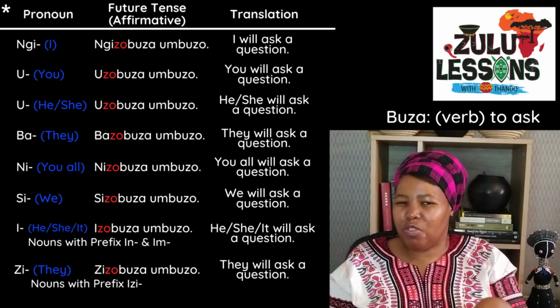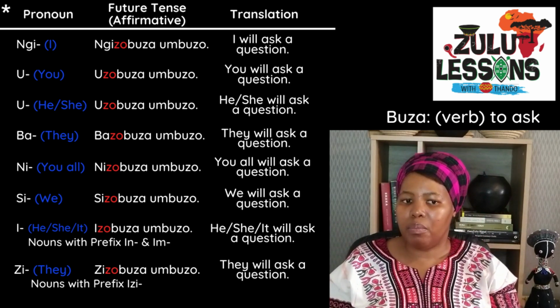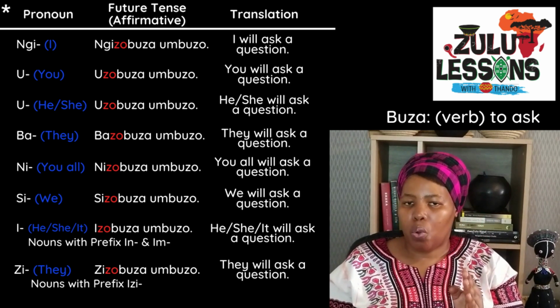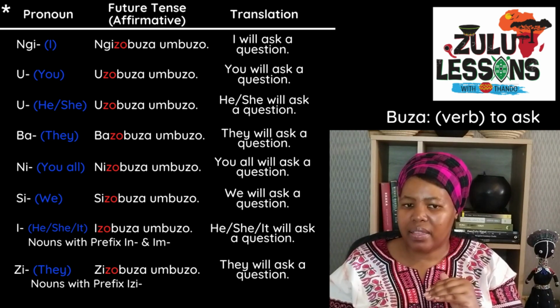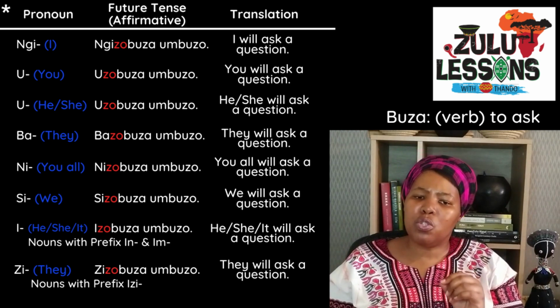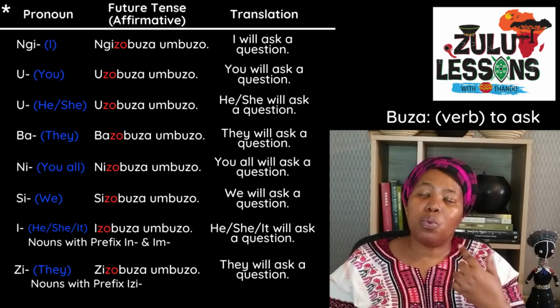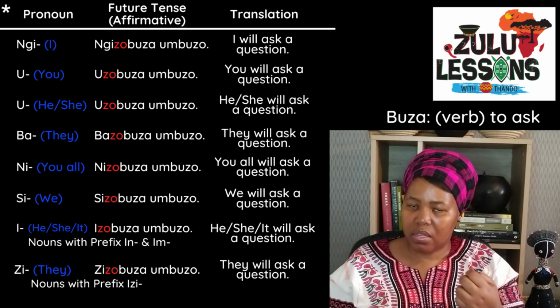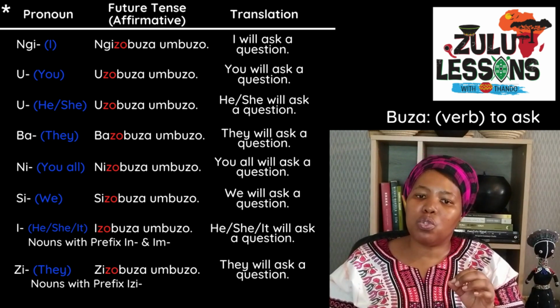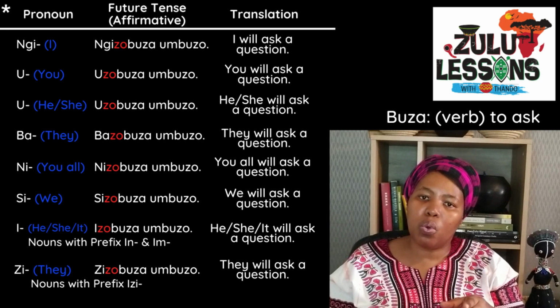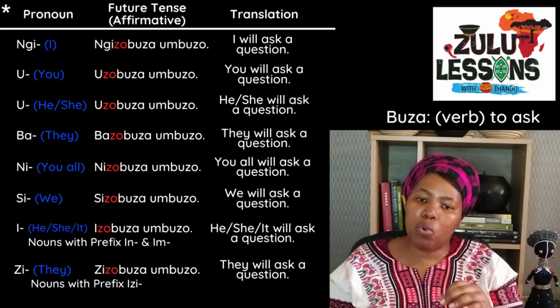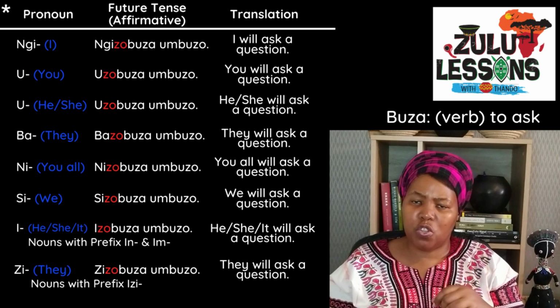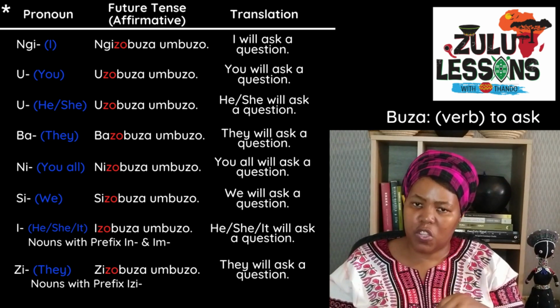Next, now we are doing the future tense, the affirmative of this very same verb, buza. Ngizobuza. Do you see what we've put in there in the middle? We've put in a zo. That's it. That is how we can tell that this is future tense. So, ngizobuza. This is I will ask or I am going to ask. Ngizobuza umbuzo. I am going to ask a question or I will ask a question.